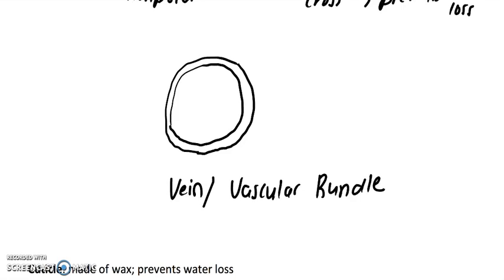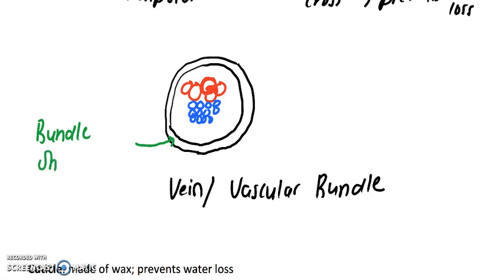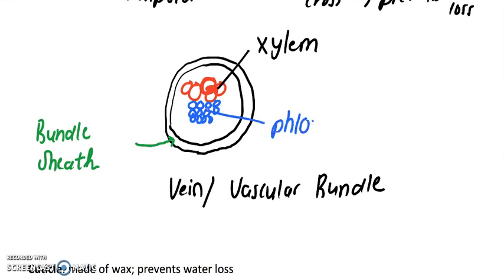And inside are two different structures. So you have thicker circles, which we call xylem, and then you have thinner circles, which we call phloem. So let me first label this. This sheath of the xylem and phloem, we call this the bundle sheath. These set of tubes, we call this xylem, and this we call the phloem.